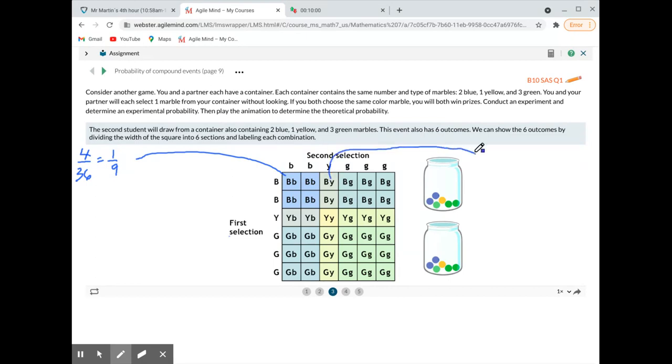All right. What about our blue to yellow? What do you think, Alora? What's the chance we get a blue to yellow? 2/36. Correct. Can that be simplified? Wouldn't it be 1/18? All right. How would you get that? I divided 2 by 2, which got 1, and 36 by 2, which got 18.